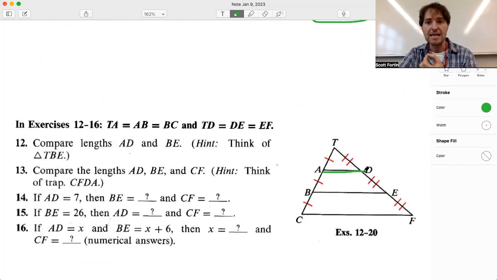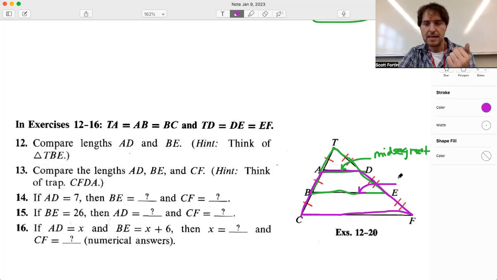Remember, this here, AD, is a mid-segment. This is a mid-segment of what? Of triangle TBE. Cool. Okay. And then, hey, you know, I got other things going on. I don't know if it's going to be that useful here. BE, for instance, is a median. This right here is a median of the purple trapezoid that we have here.